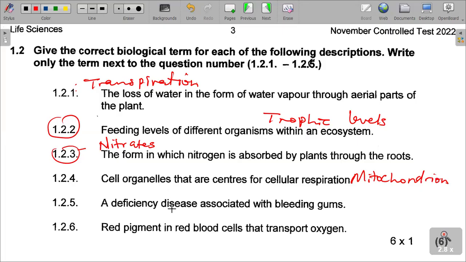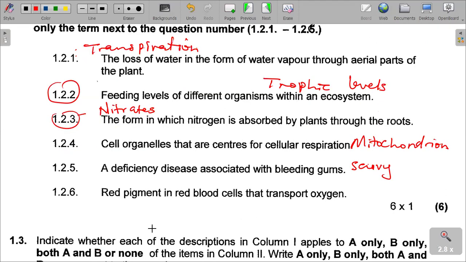And then a deficiency disease associated with bleeding gums is called scurvy. Bleeding gums is associated with that deficiency disease, called what? It is called scurvy. The red pigment in red blood cells that transports oxygen is called hemoglobin.